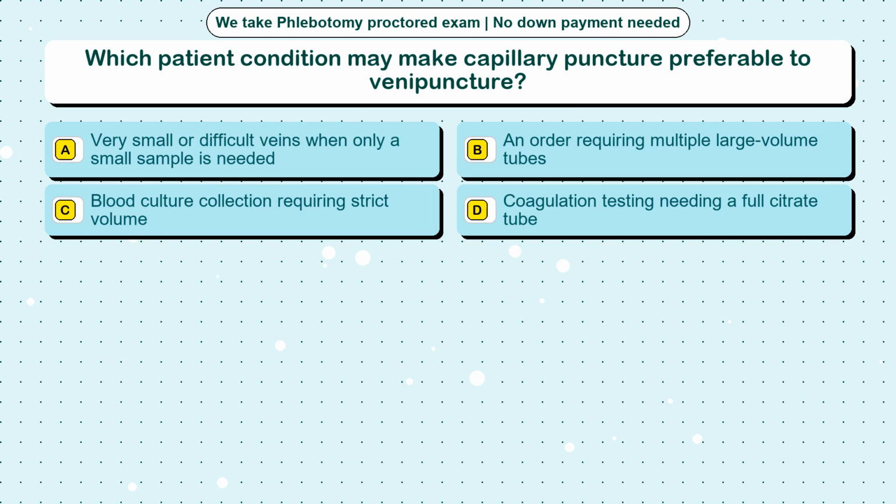Question 83. Which patient condition may make capillary puncture preferable to venipuncture? Option A, very small or difficult veins when only a small sample is needed. Option B, an order requiring multiple large volume tubes. Option C, blood culture collection requiring strict volume. Option D, coagulation testing needing a full citrate tube.